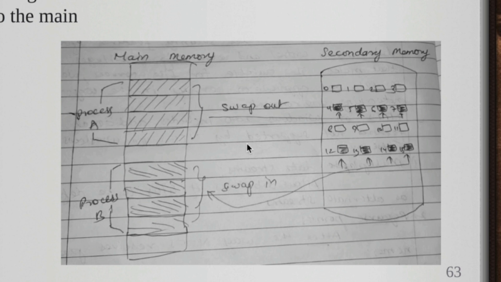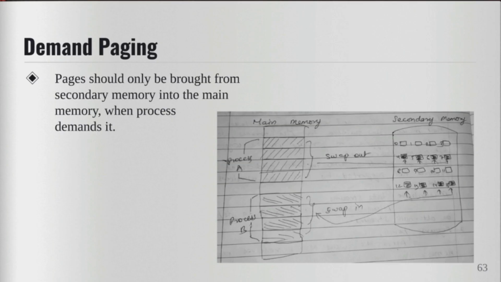So let's say when the process demands the page, then those pages can be swapped in and we can swap out the pages that we don't need at that point. Instead of swapping the entire process into the memory, only those pages demanded by the process are swapped from secondary memory into the main memory. And this is also often referred to as lazy evaluation.